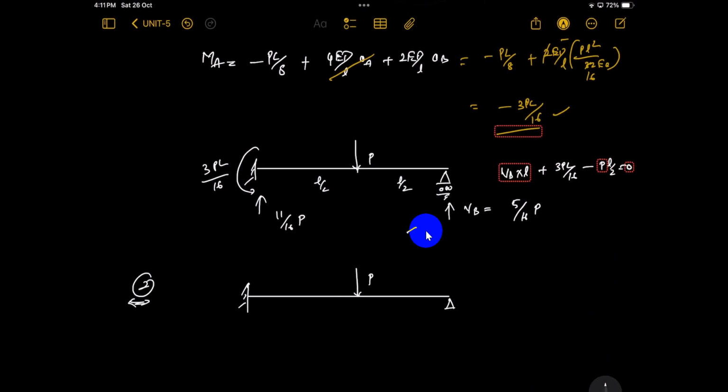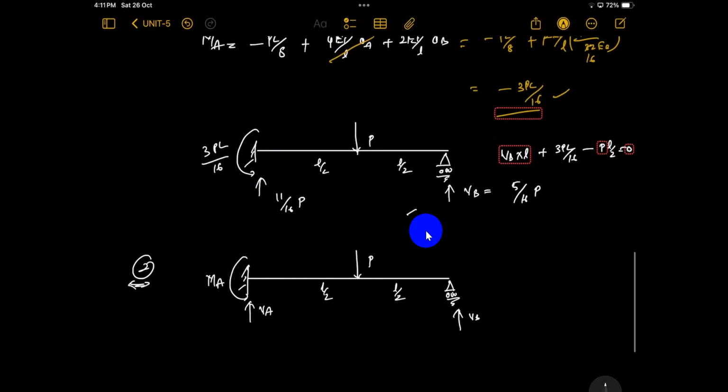So, Vb, Va, Ma. What are the reactions? Ma, Va, Vb. Static indeterminacy is 1, so you can choose any one of these reactions as the static indeterminacy. First I will choose Vb as the static indeterminacy.